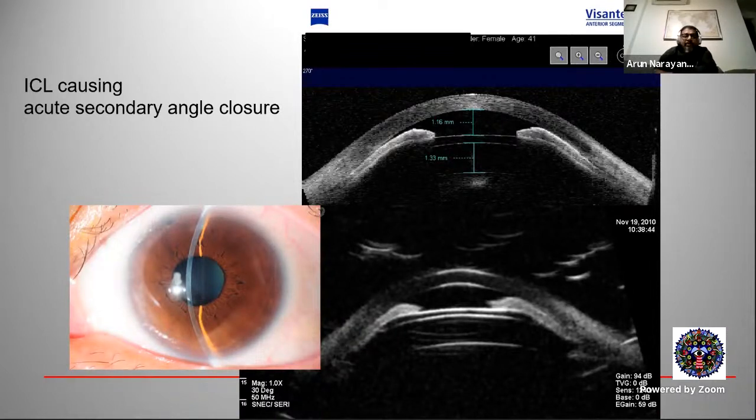Here you see an example of secondary angle closure caused by an implantable contact lens. The implantable contact lens is seen here. This is the phakic lens. Now, very important, clinical diagnosis is fairly straightforward, but it's extremely important for you to document the problems from a medico-legal point of view, because before you intervene, you have to ensure that all this is well documented so that you are not held responsible for further complications from a second surgery.